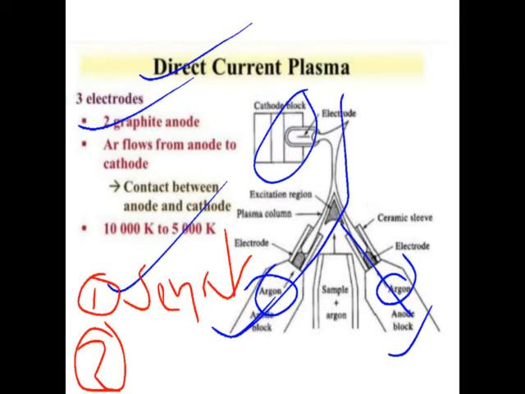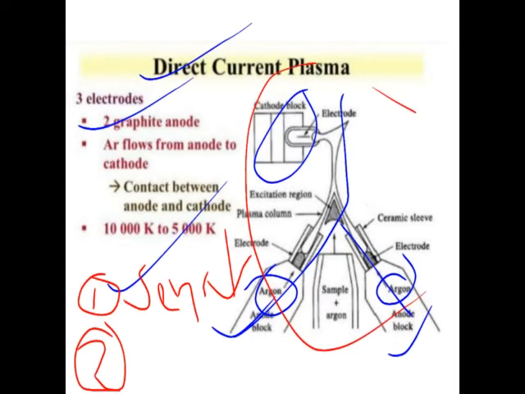as well as, they have some advantages. What are the advantages? The argon gas which is provided is less as compared to the ICP. Also, DCP can analyze samples that have a higher percentage of solid in the solution. So these are some advantages over the ICP. Okay, so this is about the direct current plasma.